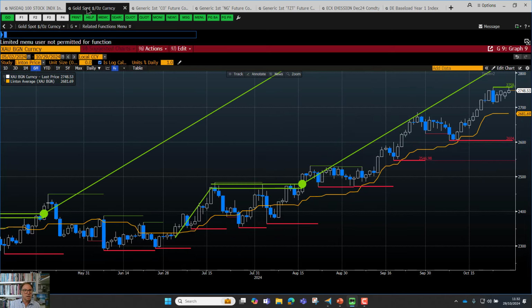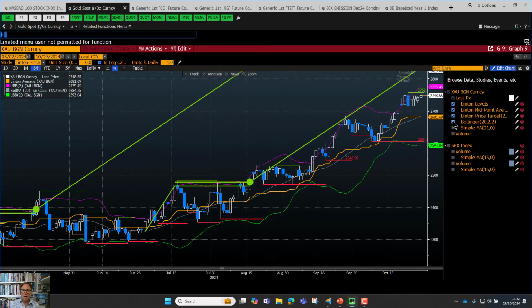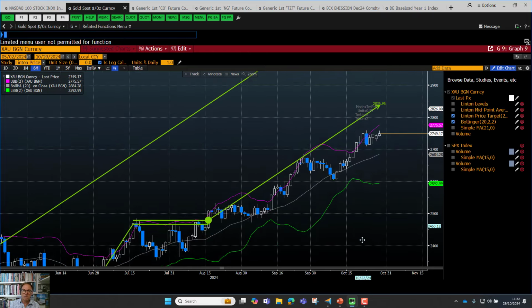Let's have a look at some other charts. This is gold. And again, I quite often like to do things like putting the Bollinger Bands on. So now to put the Bollinger Bands on, I could take off my levels if I really want to, because it's mostly an uptrend and not range trading. And I could keep my average on, or I can take it off. If I want to take that midpoint average off, I've now just got the targets with the Bollinger Bands.